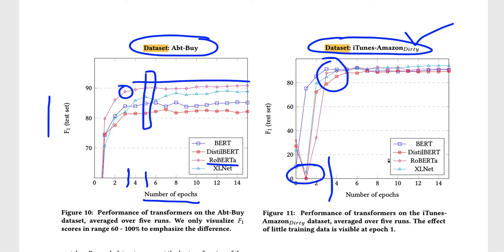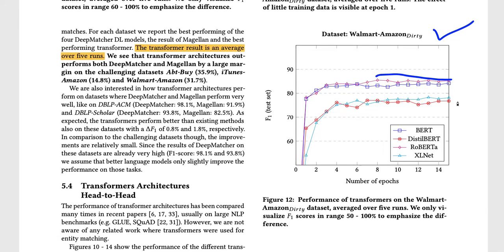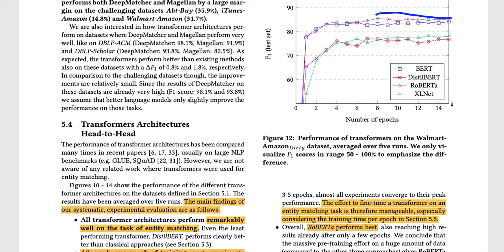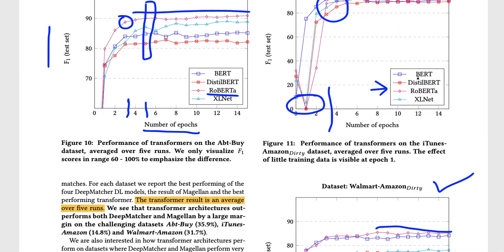Again, Roberta performs pretty well in this data set also. And the same trend we can see in this one also. Again, Roberta is performing pretty well, and for that matter BERT also, right? And if you see here also, BERT performs well. In this case, XLNet is coming second.